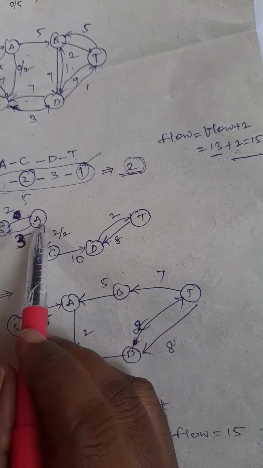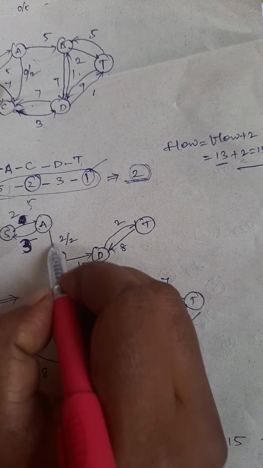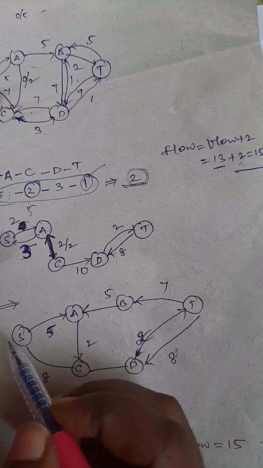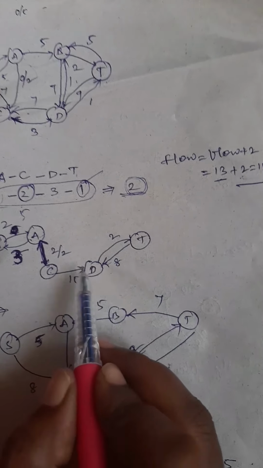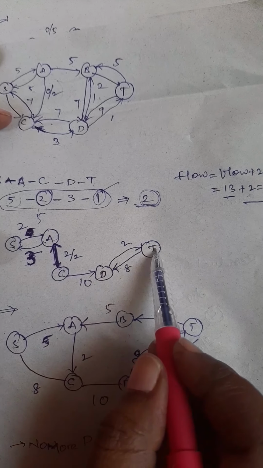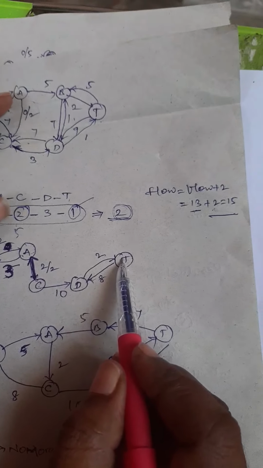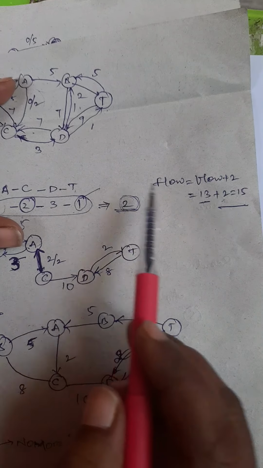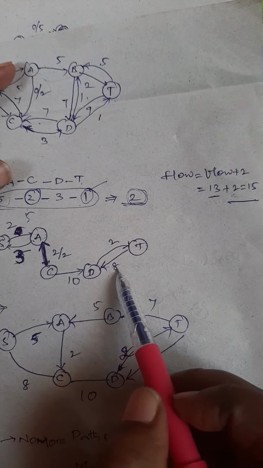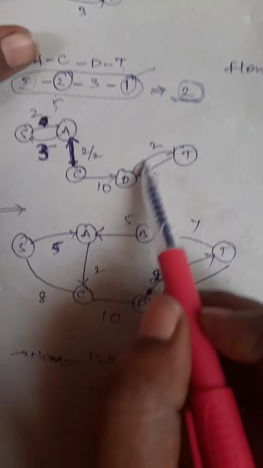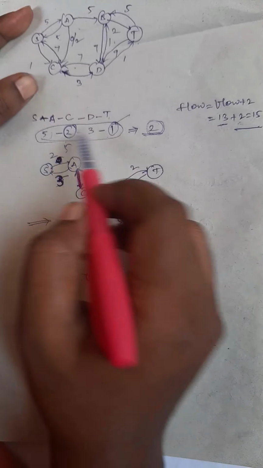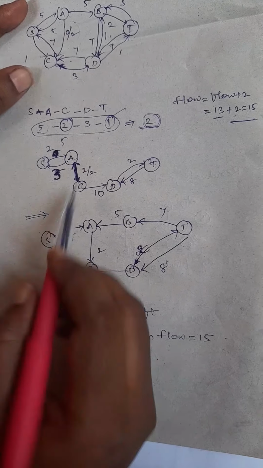Okay, and A to C 2. So the constraint is satisfied. We'll consider into backward direction. Okay, and C to D we already completed that. D to T, what is the value? D to T is 9. So what is the value we'll consider? 8 and 2. There is an edge, D to T is a 2. This is a residual graph for this path.